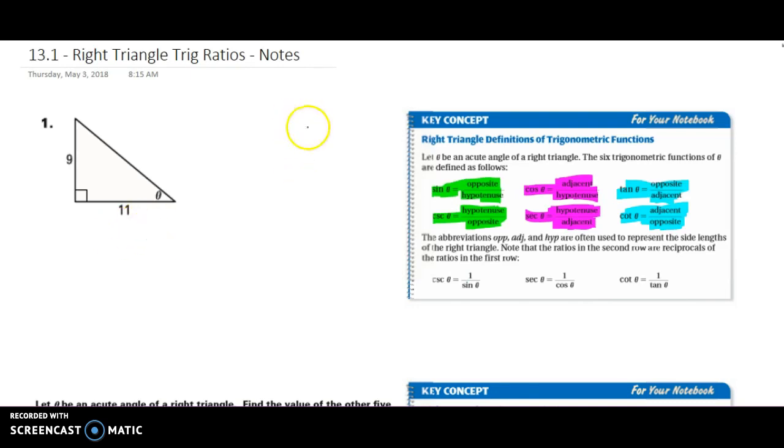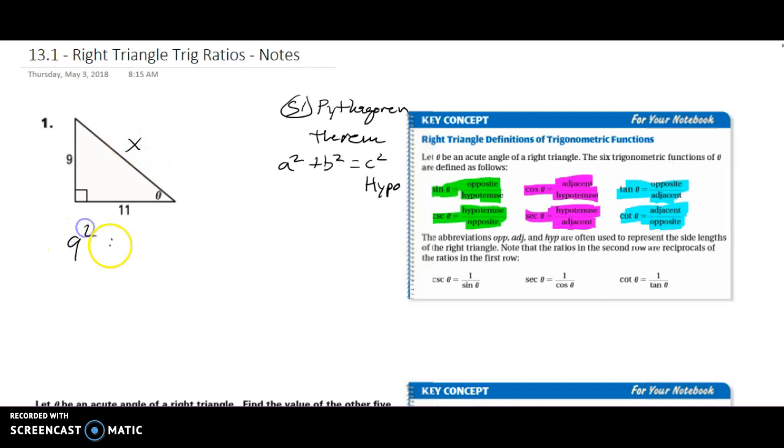Alright, so step 1, we need all 3 sides. So step 1, we're going to do the Pythagorean theorem. That's a squared plus b squared equals c squared, where the c is the hypotenuse. So I'm going to say hypo for hypotenuse. So that's here. It's going to be this x there.